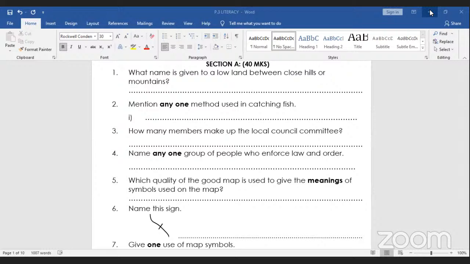Shadrach, Asante has said that the paper is for literacy 2. So let me go to the other one. Next one was, how many members make up a local council committee?